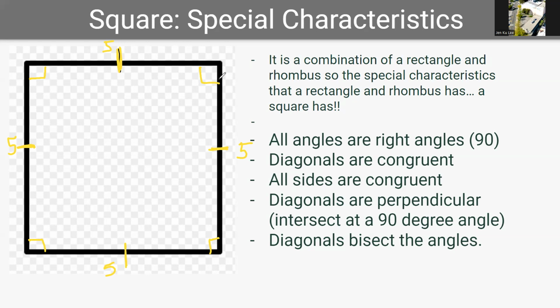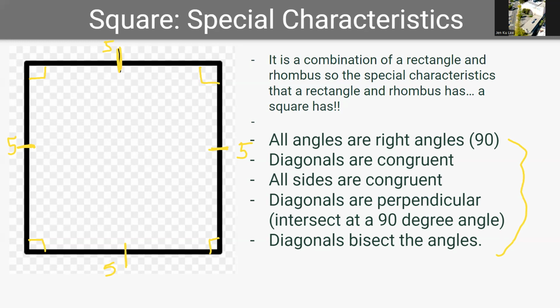All right, the diagonals are congruent. And if I highlight all of these, or if I draw out all of these characteristics, it's just going to be a big mess, right? It's going to get confusing. So I'm just going to leave it like this and just talk about it. The diagonals are congruent. All the sides are congruent. The diagonals are perpendicular, okay, just like a rhombus. And the diagonals bisect the angles just like a rhombus.